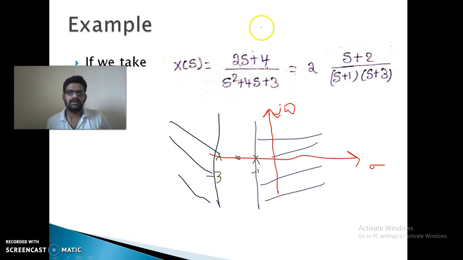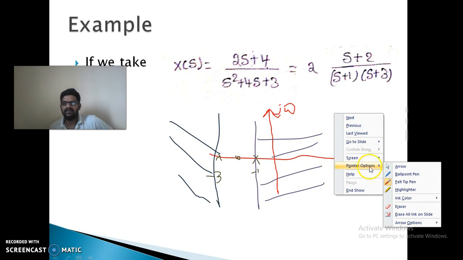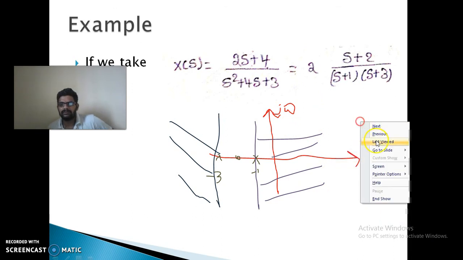But without knowing whether it is left-sided or right-sided, you cannot predict the ROC. The question must be clear about whether it is a right-sided signal or a left-sided signal. If it is given like that and the ROC is s greater than 0, then it is right-sided. If s is less than 0, it is a left-sided signal. That also you can easily identify. So like that, you can solve the problems.